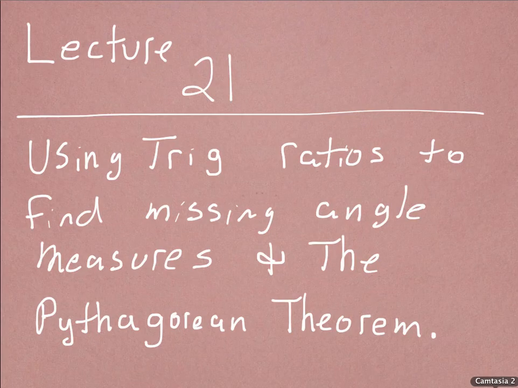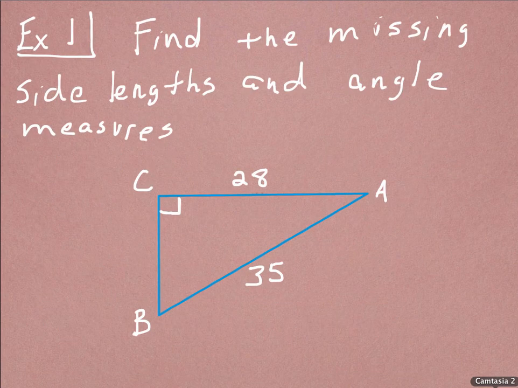All right, boys and girls, lecture 21. We're going to talk about how to use the trig ratios to find missing angle measures and really how to use the Pythagorean theorem. Now, what I'm going to do is go to this example here. I want you to go ahead and copy it down. Press pause because I'm going to go to the next slide right after I tell you that.